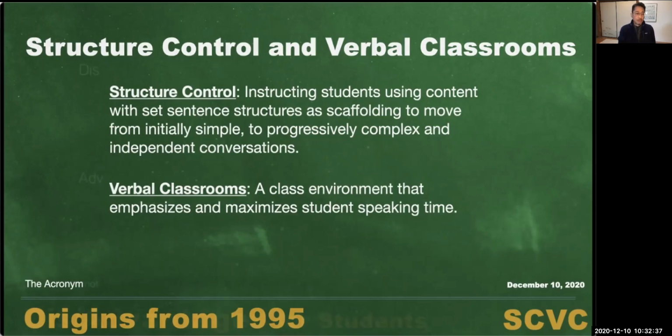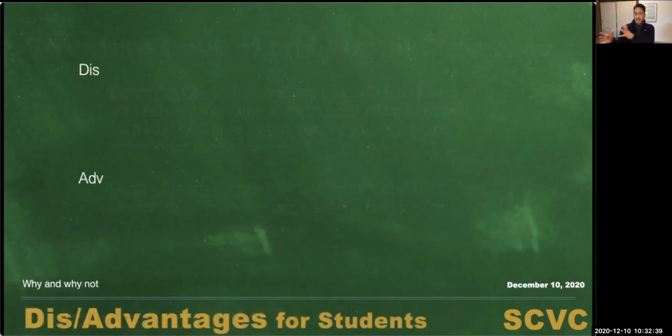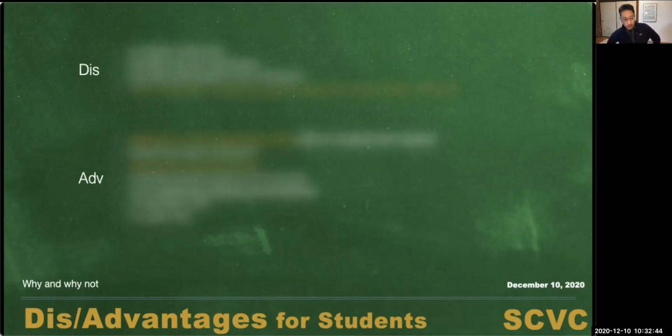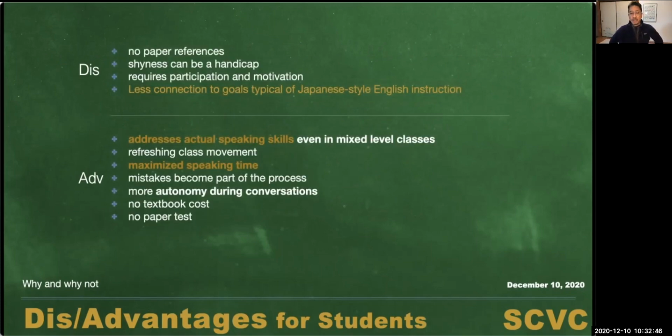That's verbal classrooms. Now, before we get on to this, I know that you're already thinking about the disadvantages and the advantages of all of this. So first, let's talk about what might be a disadvantage for students. Now, there are a few of them, but the ones that I pointed out in yellow, I don't know if you can see that very well in the auditorium. I didn't know how big the auditoriums would be for some of you, but I'll read it out. The one in yellow as a disadvantage up here, where my cursor is, says: less connection to goals typical of Japanese style English instruction.